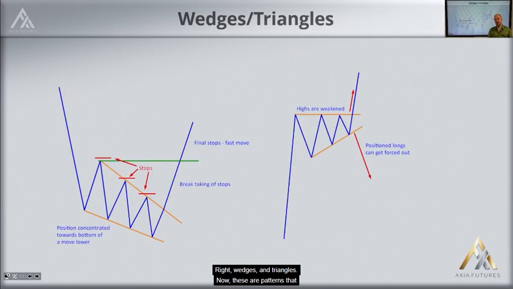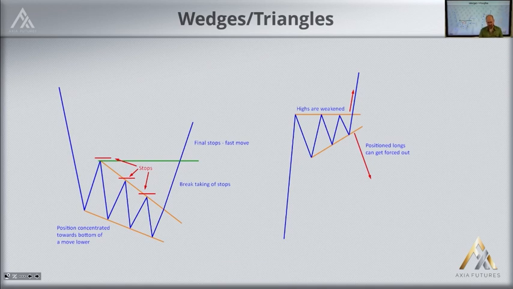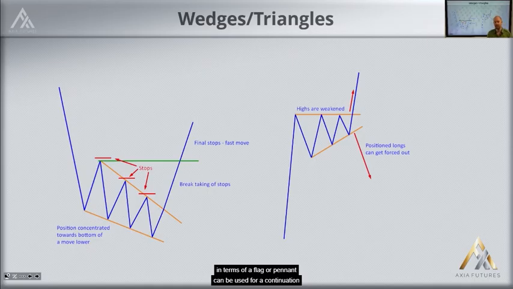Right, wedges and triangles. Now, these are patterns that don't necessarily have to be the end of a move or a continuation pattern, and are more something that gives you a way of looking at compression and positioning within a market more so than anything else. So whilst the ones that we've looked at so far, in terms of a flag or a pennant, can be used for a continuation or even a reversal, we looked at double tops and head and shoulders, reversal type patterns. What we're looking at here then is compression.